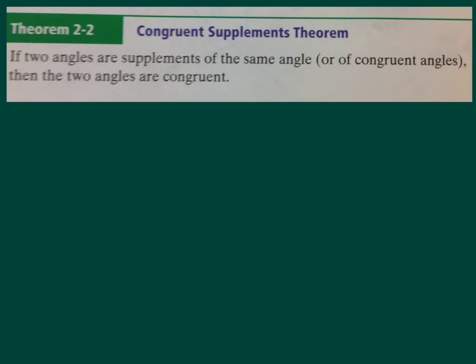Congruent supplements theorem states if two angles are supplements to the same angle, or of congruent angles, then the two angles are congruent. What this means is, if we have angle A that's 50 and angle B is 130, hopefully you agree, angles A and B are supplementary angles. And if C is a 50 also, well, then B and C are supplementary angles. So we have A and C both being supplements of B. Therefore, A and C are congruent.